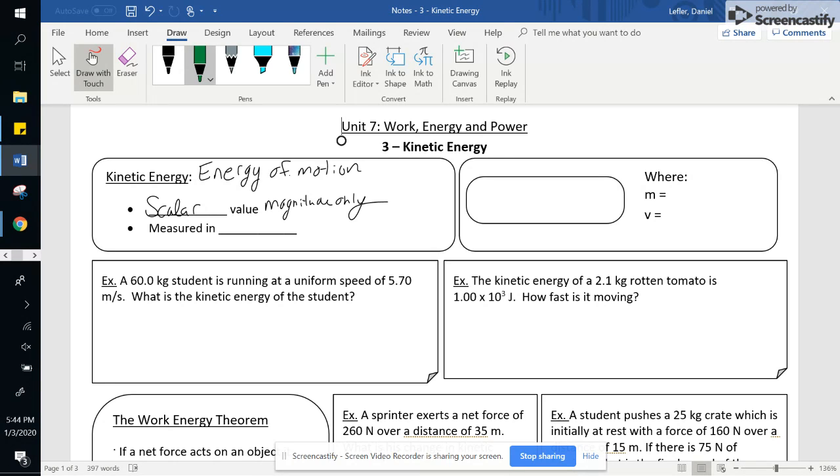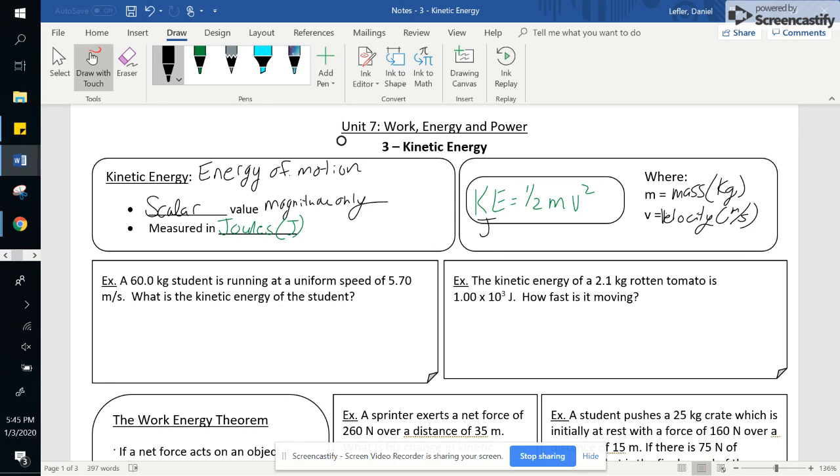Just like all of our other types of energy and work, it is measured in joules, or J. Kinetic energy, so KE, equals 1/2 mv squared. Again, like I've said, kinetic energy is measured in joules. m is mass, and that's measured in kilograms. And then v is our velocity, which is meters per second.